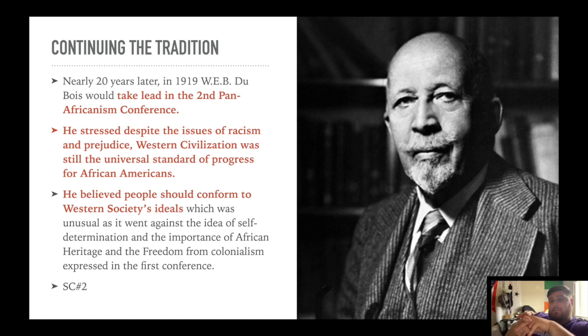And he realized that it's not an easy process, and it's a long, drawn-out process. So he's saying, despite it being that bad, it's going to continue to move forward. He believed people should conform to Western society ideas, which was a very drastic change compared to what the original idea of Pan-Africanism meant in nationalism. When you think of nationalism, it's taking great pride in your country. So the idea of African nationalism is taking great pride in being African and thinking about your heritage, your history, and things of that nature.